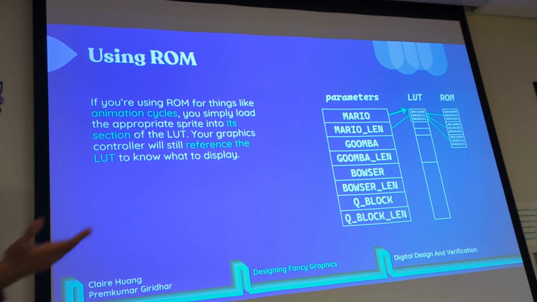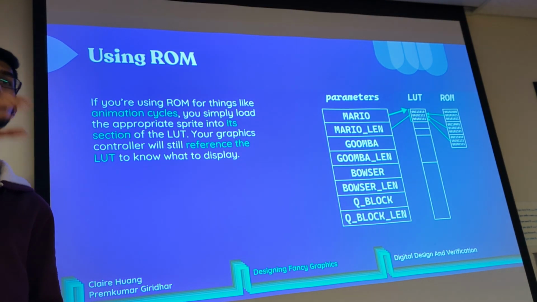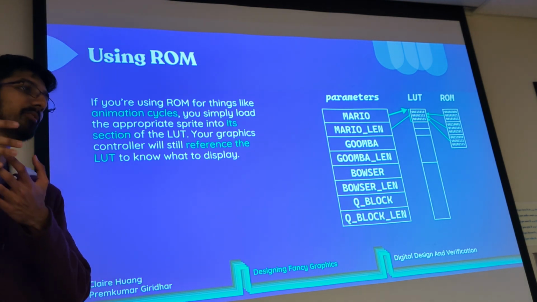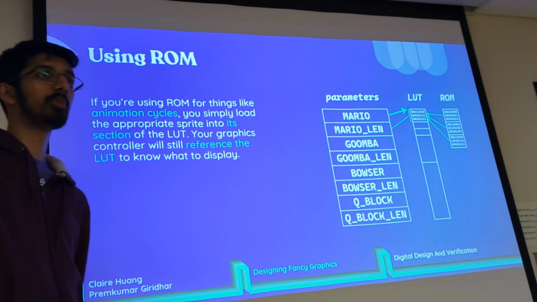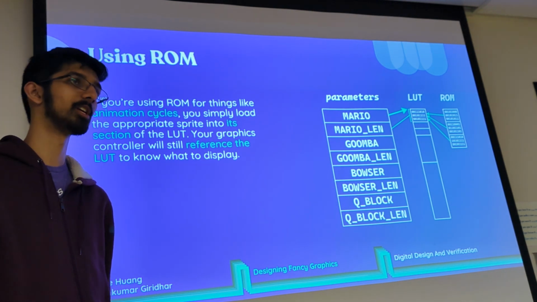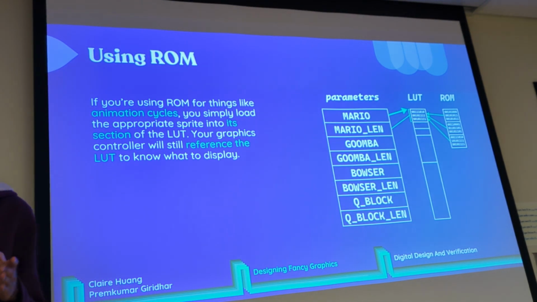So if you're using ROM for things like animation cycles, you'll have the same sprite, slightly different, in a lot of places in your ROM. So after every frame, you're going to want to load in from your ROM each byte of your sprite, your next animation cycle, into your lookup table. Does all of that make sense?